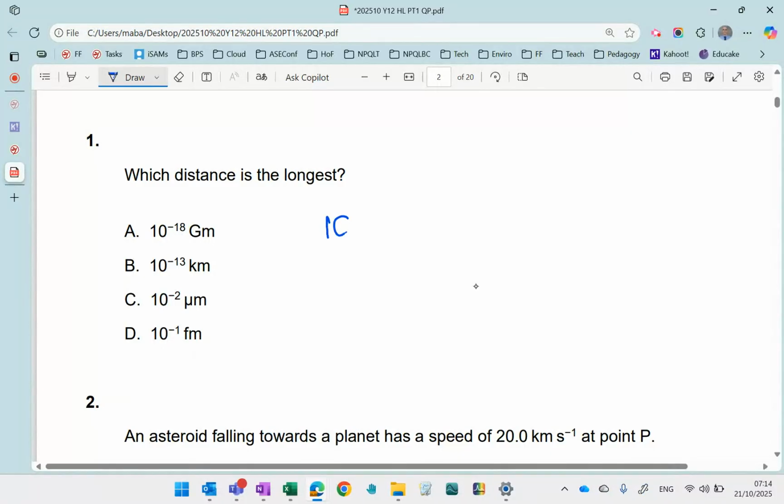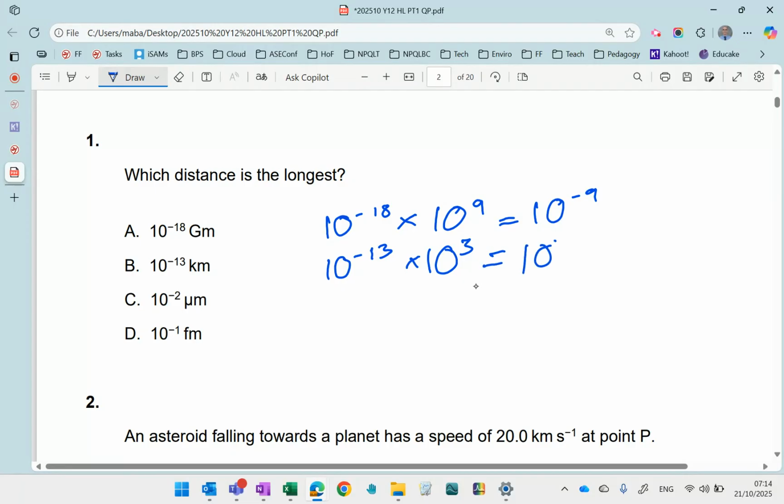Okay, so if you've got 10 to the minus 18, and it's giga, so that's 10 to the 9. The way that you do that is you just add the indices, so that gets you 10 to the minus 9. With this one, you got 10 to the minus 13. Okay, and then kilometers is 10 to the 3. So that gets you 10 to the minus 10.